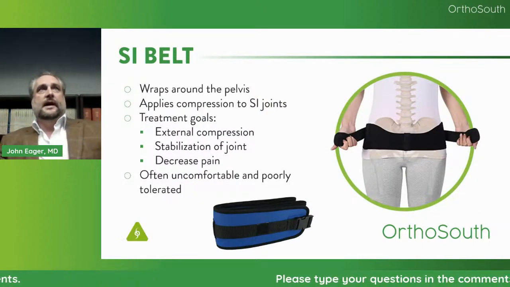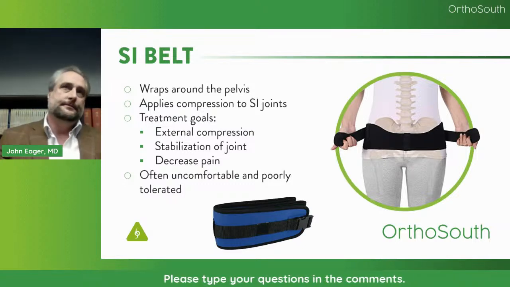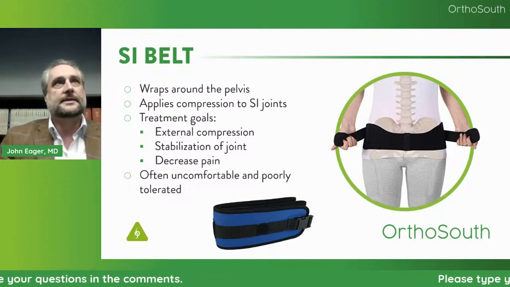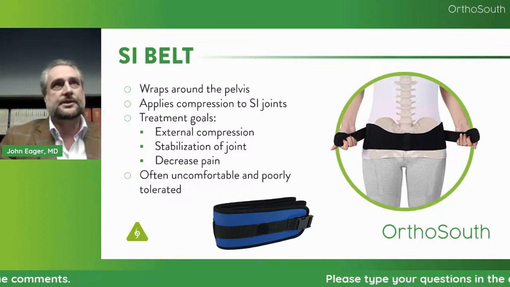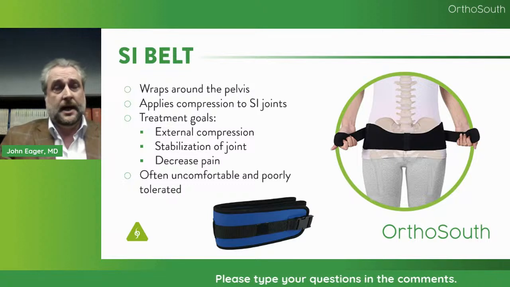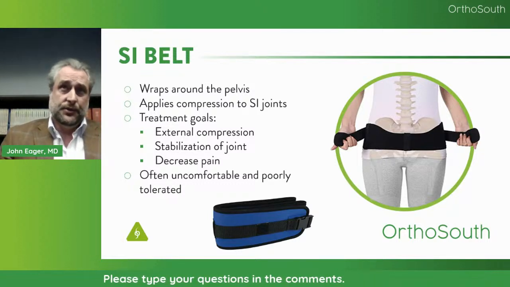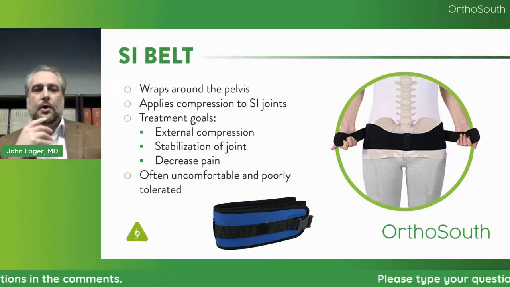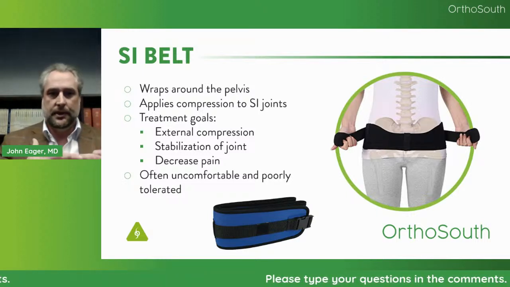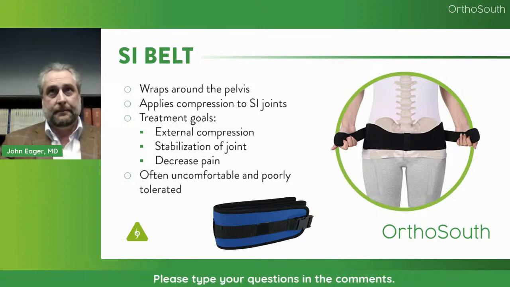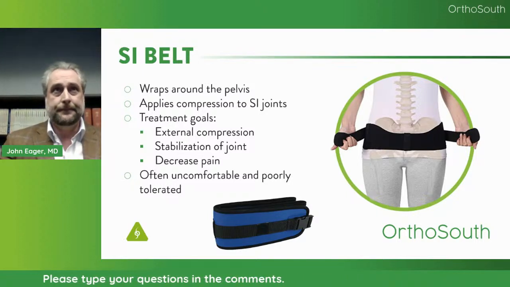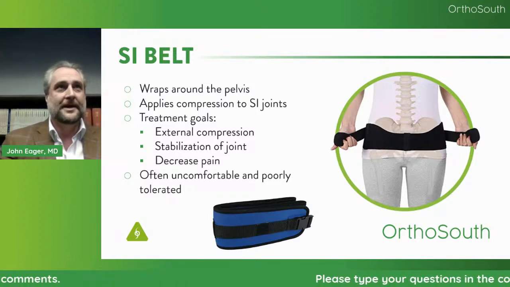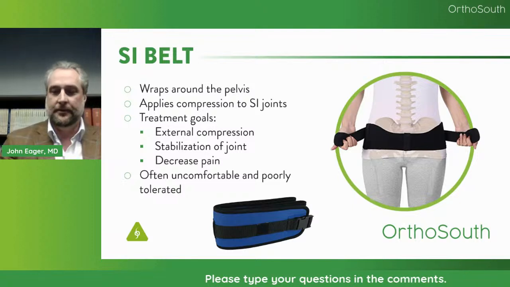So pictured previously, the SI belt will wrap around the pelvis, the ilium specifically, in an effort to provide compression of the SI joint. Treatment goals here, again, are external compression, an attempt to stabilize the joint and decrease pain. Now this joint, as we mentioned earlier, is not a very mobile joint. We're talking about 2 to 3 degrees of motion. With certain hormonal changes, sometimes you get increased laxity and that mobility may increase, but it's not a terribly mobile joint by any means. And at the bottom, yes, it's often uncomfortable and poorly tolerated. I've heard that quite a few times.